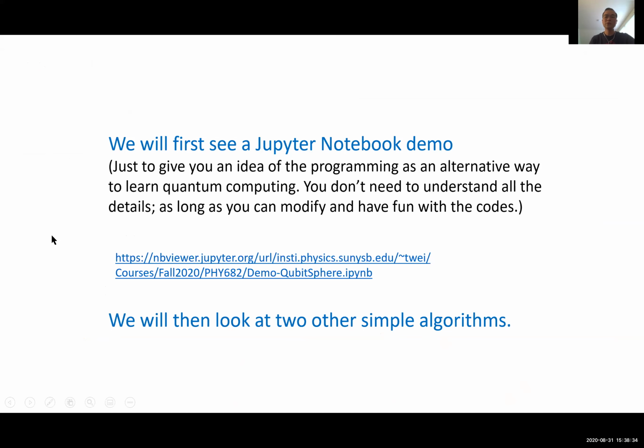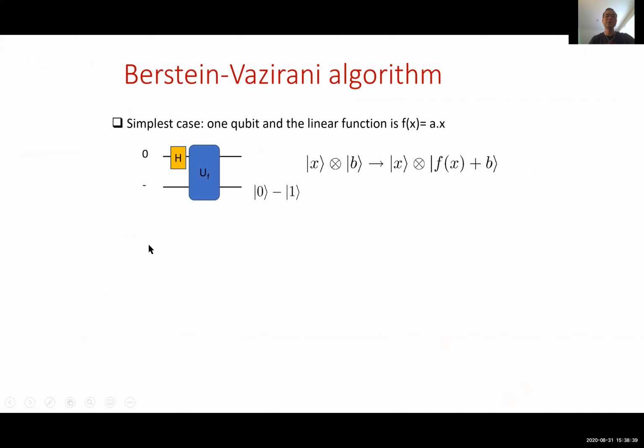Okay, so there are two other algorithms. This one is very similar to the Deutsch algorithm. I'm considering a 1-bit function, so this is one bit to 1 bit.